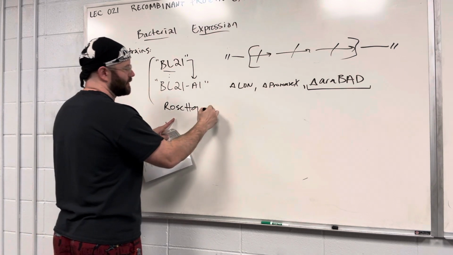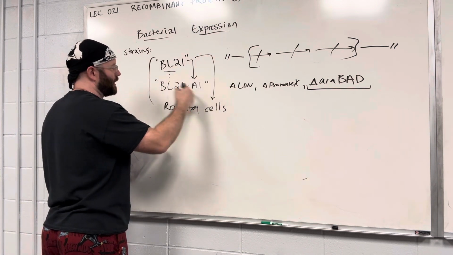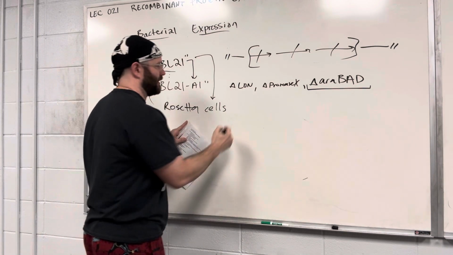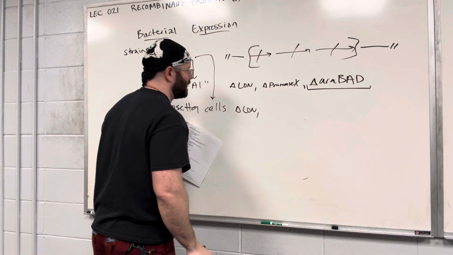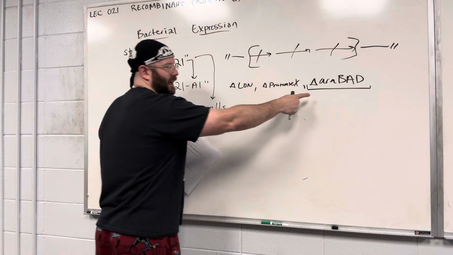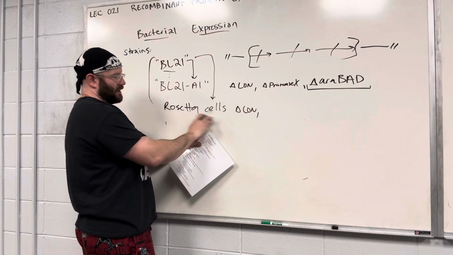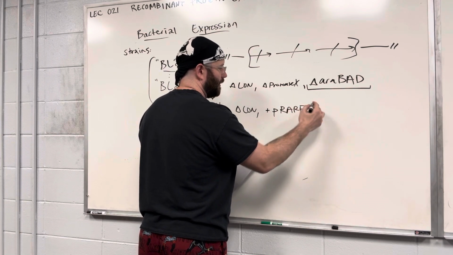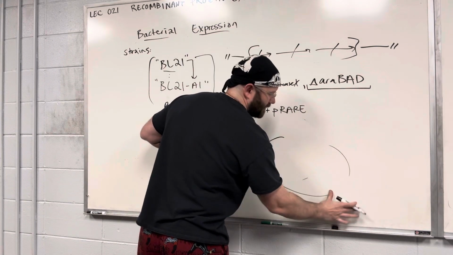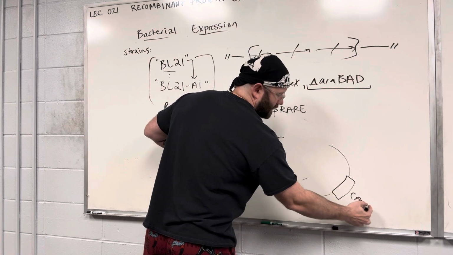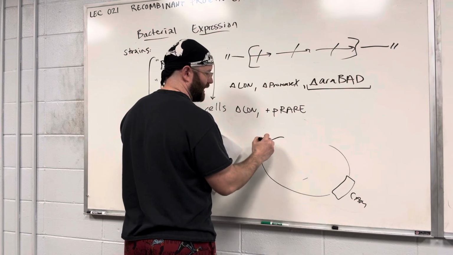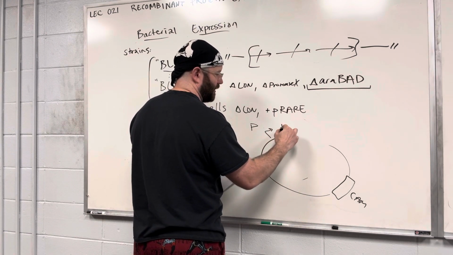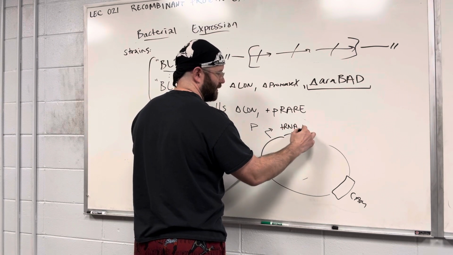Okay, another one of these is called Rosetta. Rosetta cells are also BL21 derivatives. So they're the base genotype of BL21 modified a little bit further. So they also have the delta lon. They're not the AI, so they would have a functional arabinose operon. The thing that the Rosetta cells have that is unique is a plasmid called pRARE. So pRARE is a plasmid with a chloramphenicol cassette. And on the pRARE plasmid, there's a constitutive promoter that is driving expression of rare tRNAs.